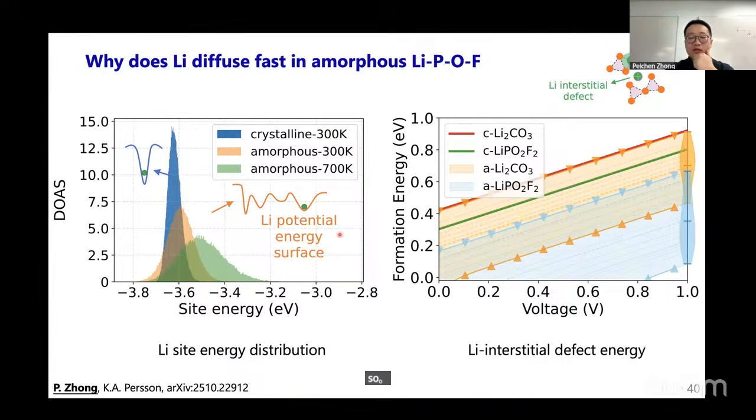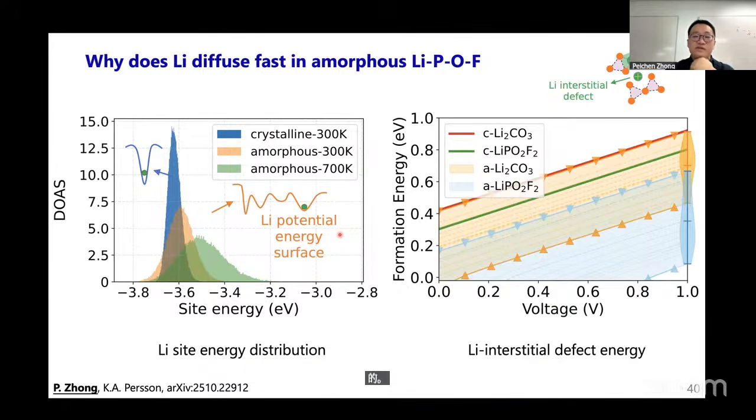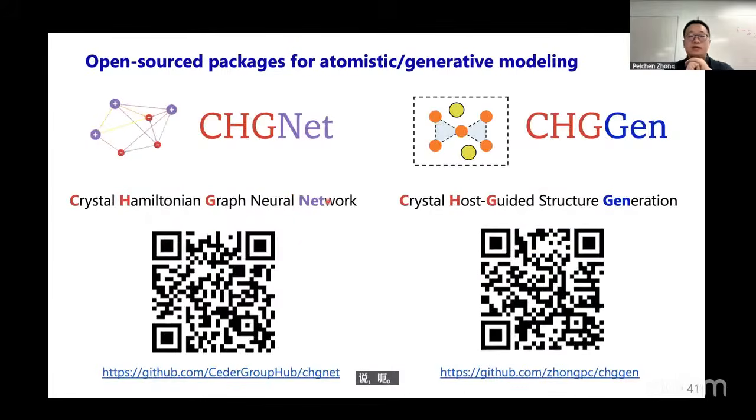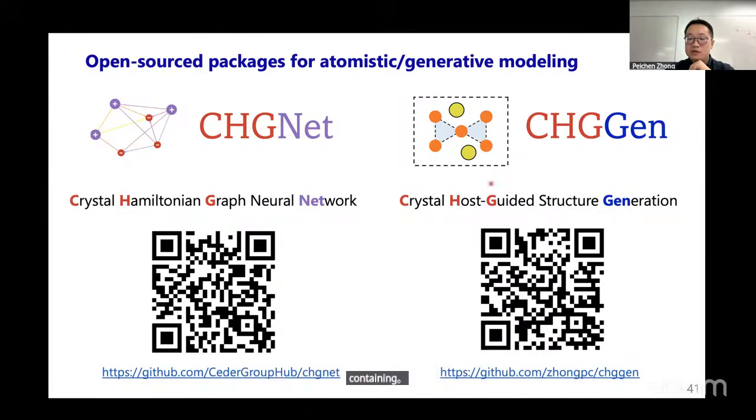So this is an example of how we started from the generative model to tackle one of the challenging problems in the battery community. That's understanding why the lithium is conducting in the SEI phase. So here is the open source package for CHGNet. That's the machine learning potential, and for CHGGen, that's the diffusion model particularly designed for polyanion-containing structure generation. You are welcome to check that.